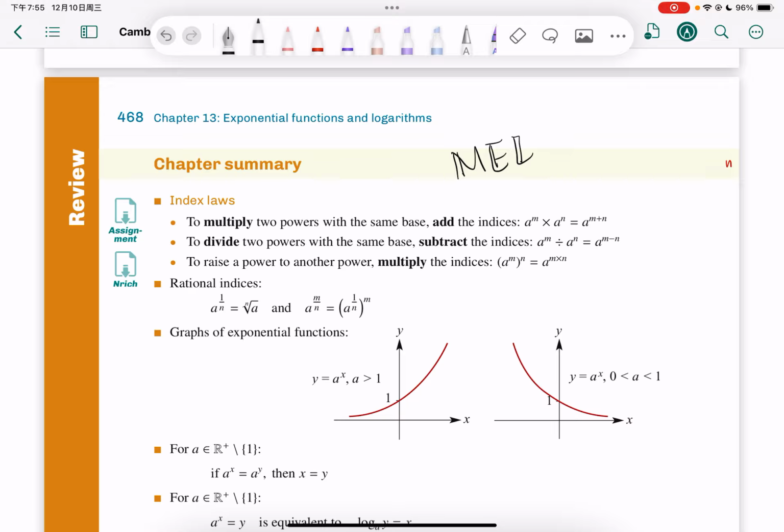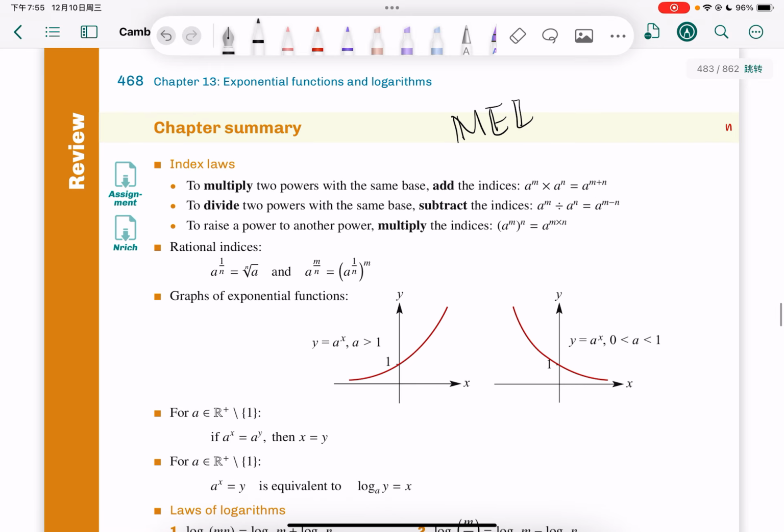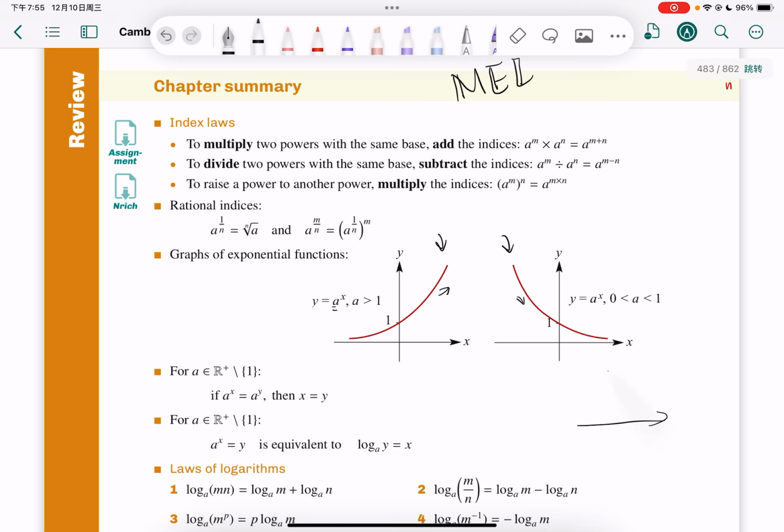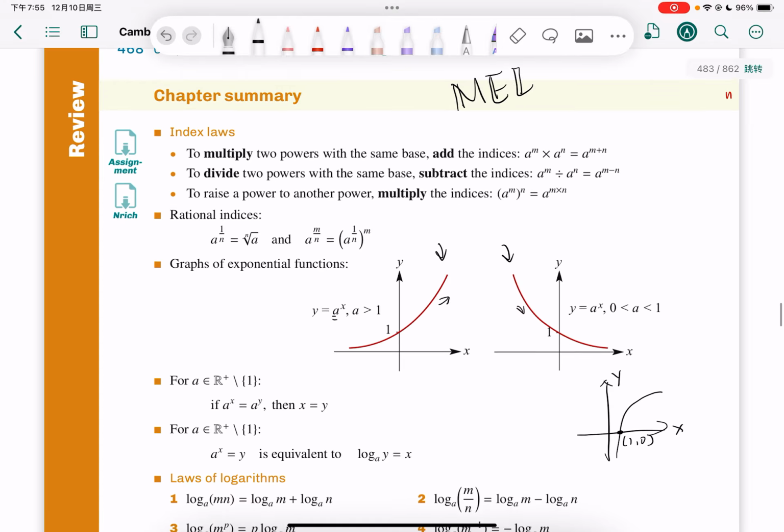This is VCE Math Methods, Unit 1 and 2. Chapter summary. For exponential and log functions, we can directly look at the graph over here. These two are the exponential functions. They can be either increasing or decreasing, depending on the base a. The log functions look something like this, always with the intercept (1, 0). This is the x-axis and y-axis. So let's go through it bit by bit.